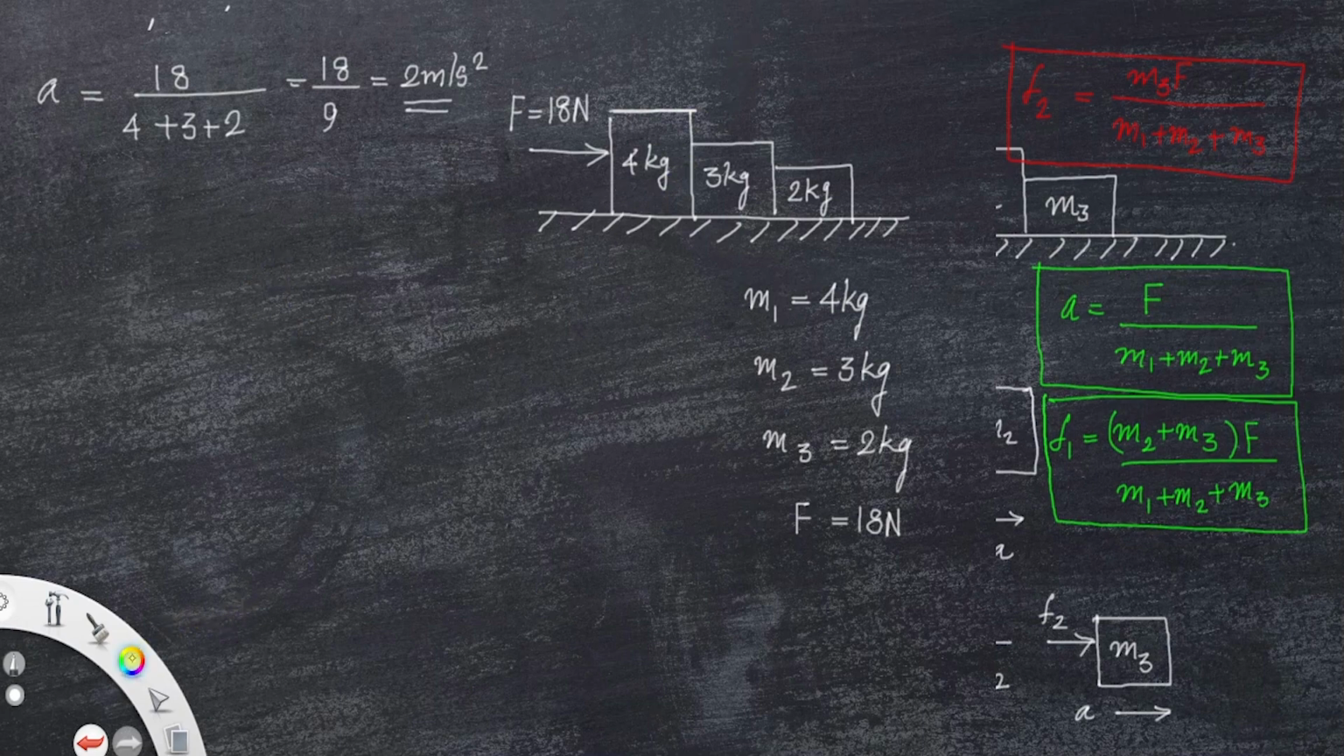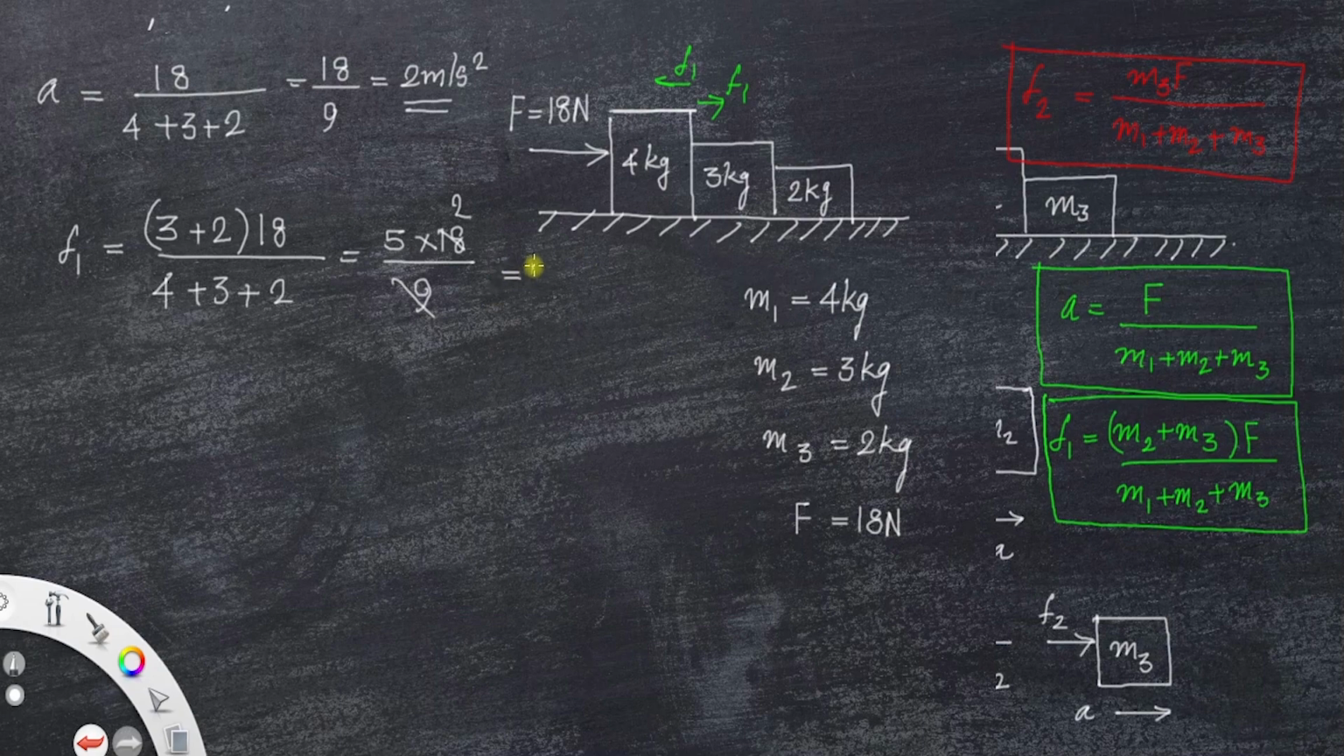Now first we have to find the force acting between these two masses, it is m1 and m2, F1 here, an action reaction pair. For that we have this equation, F1 is equal to m2 plus m3 times F, that is 3 plus 2 times 18 divided by m1 plus m2 plus m3, which is equal to 5 into 18 divided by 9. Cancel this, you will get 10 Newton. So F1 equal to 10 Newton.